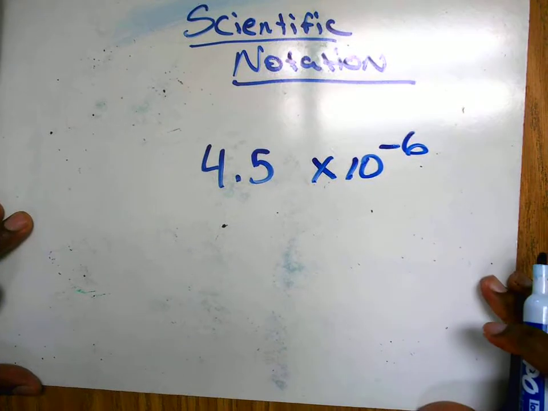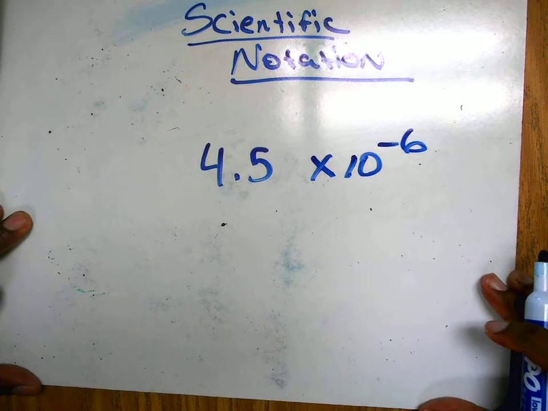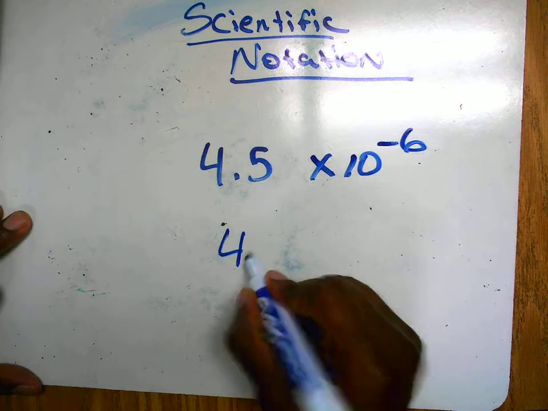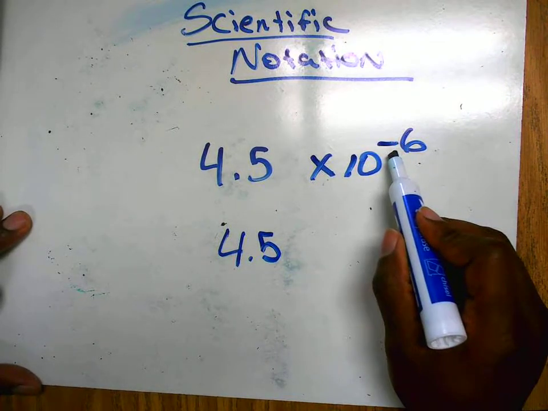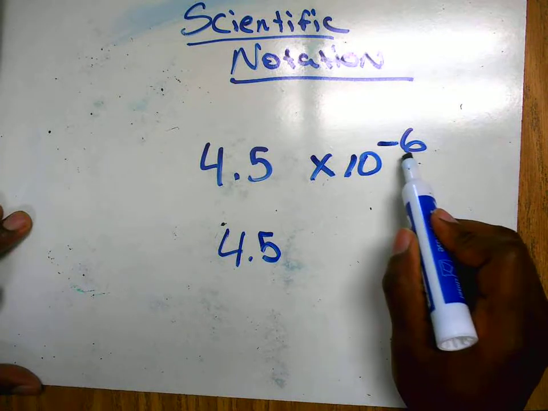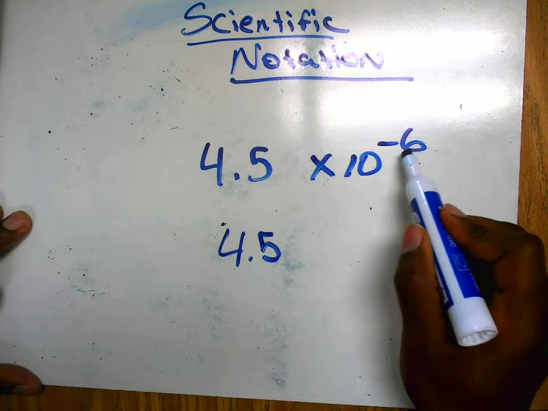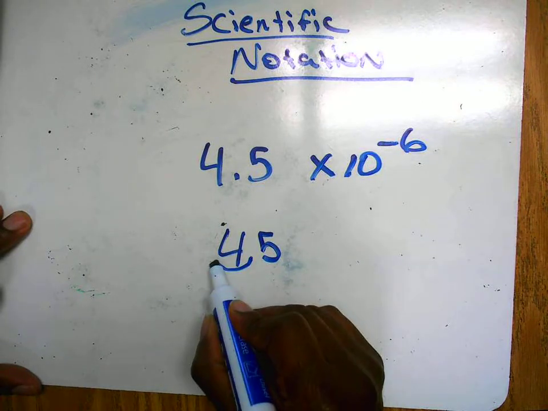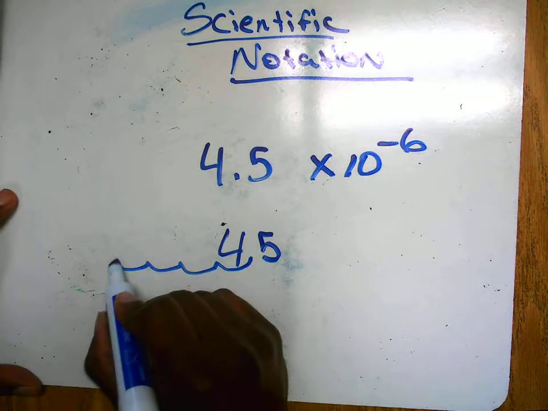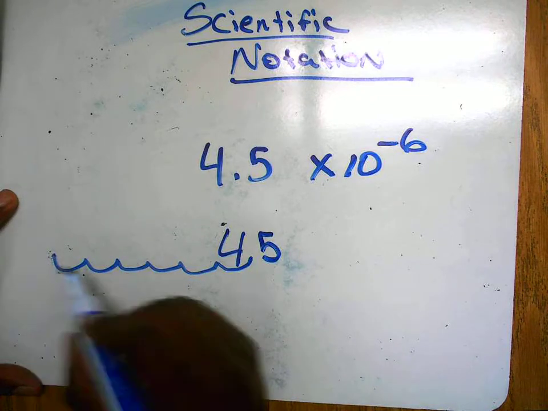Now we have 4.5 times 10 to the negative 6 power. I write my base with the decimal where it's at, and then I see that this is a 6, but it's a negative 6. The negative number tells us we have to go to the left. So 1, 2, 3, 4, 5, 6.